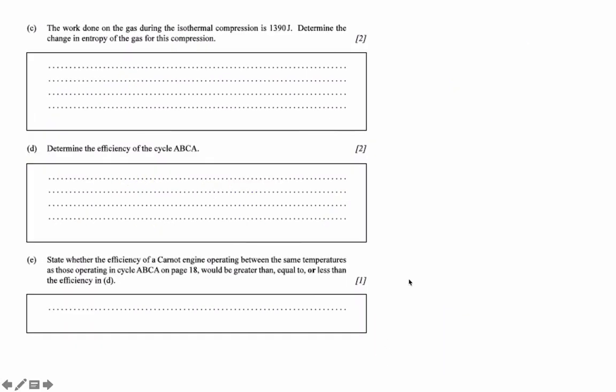Then it says the work done during the isothermal compression, right? So it's what is it? There's our isothermal compression, A, B, C, right? It's 1390. So that's this one here. Okay, done on the gas. So we're compressing the gas. Determine the change in entropy of the gas.